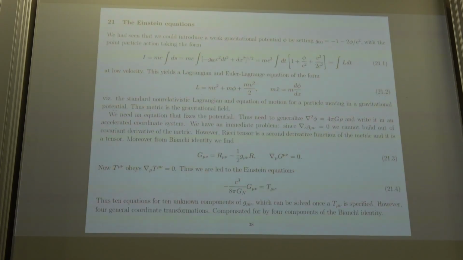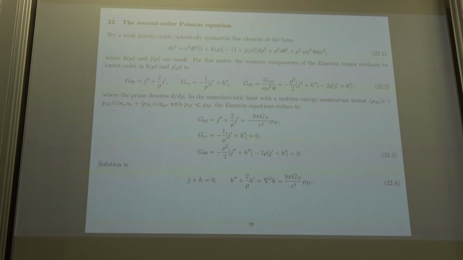I have to take flat space. I put in a 1 plus h where h is small, but on the spatial piece, I put in a 1 plus j where j is also small. So I'm going to take this metric with a 1 plus h and a 1 plus j, and now, because it's late, if you'll just forgive me, I'll just go on the screen. I calculate for this metric the Einstein tensor, the different components. It's a spherically symmetric system. h and j are only functions of the radius, rho.